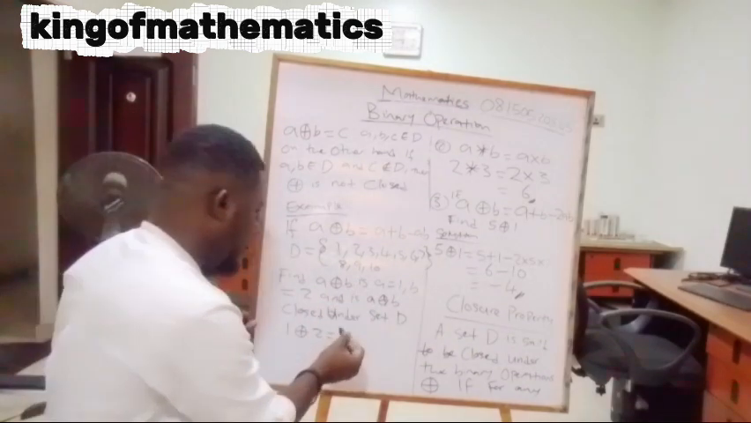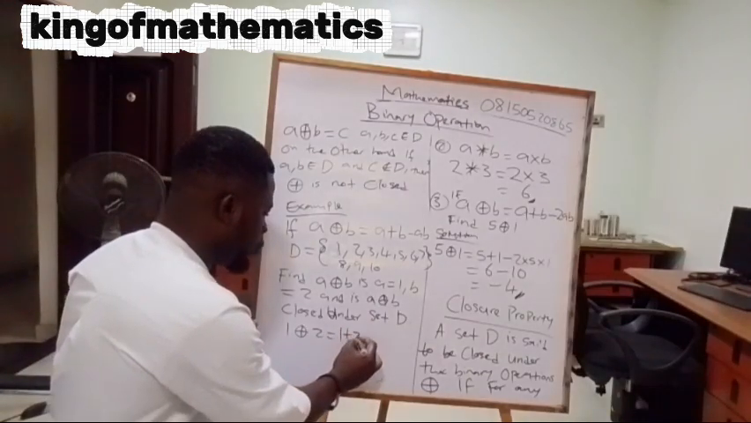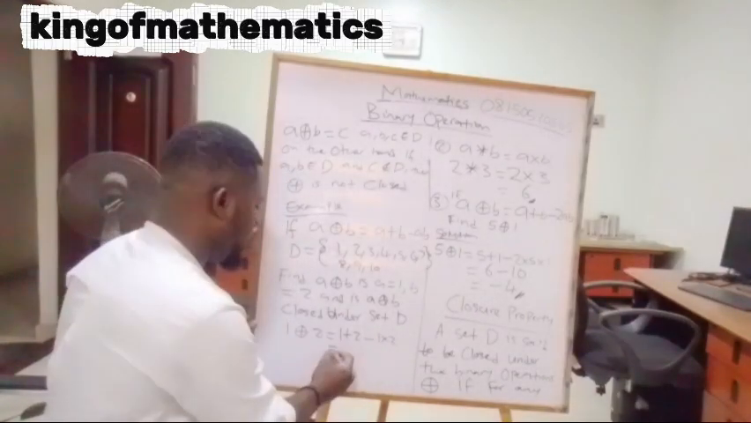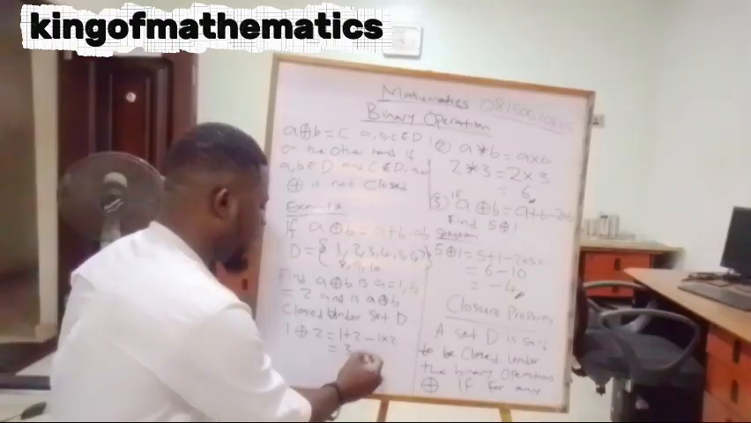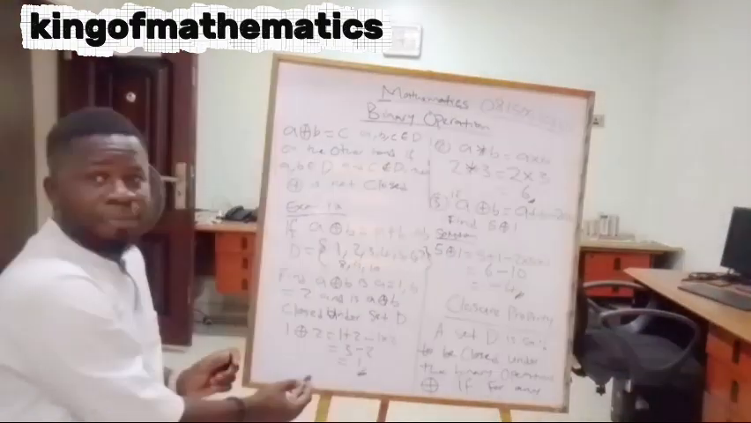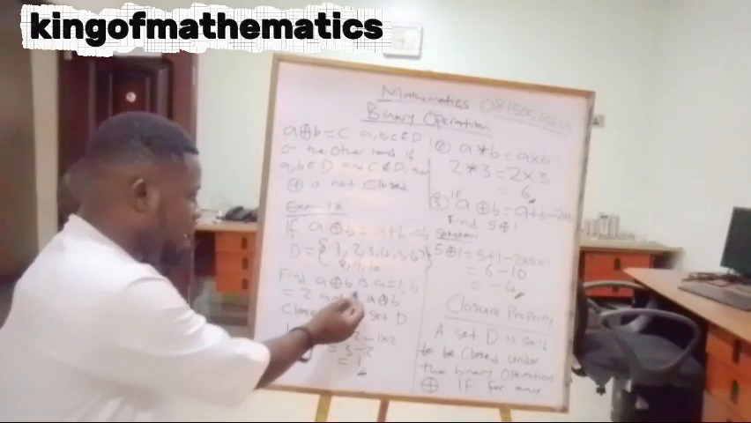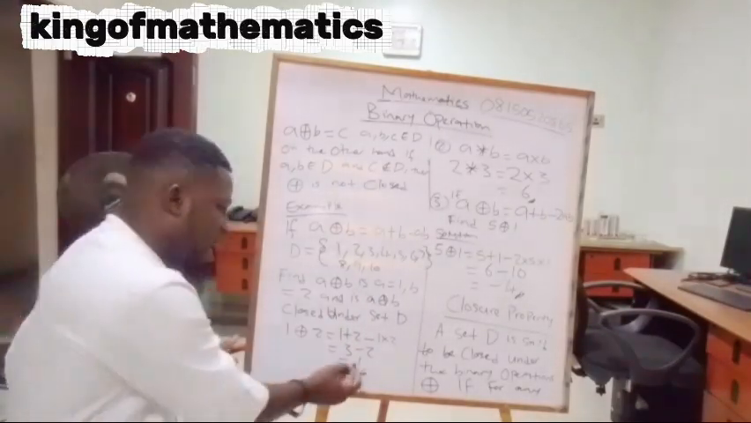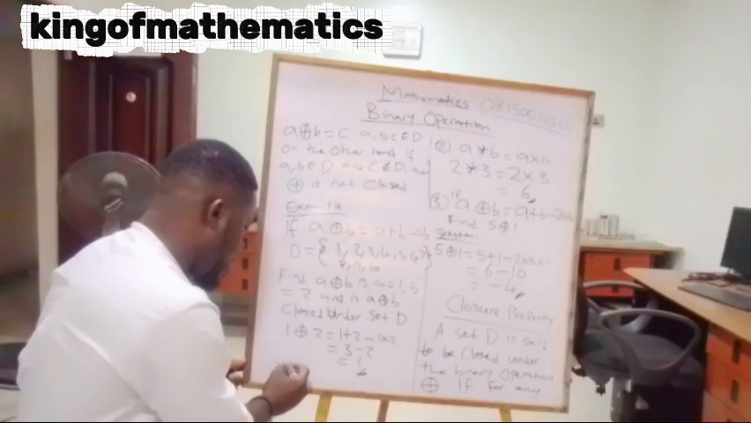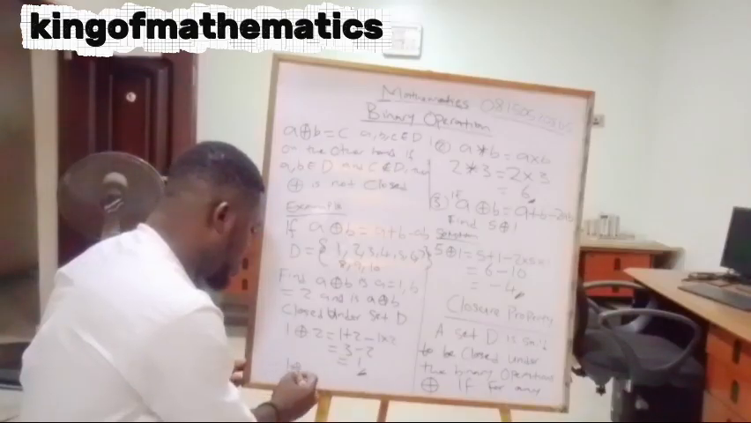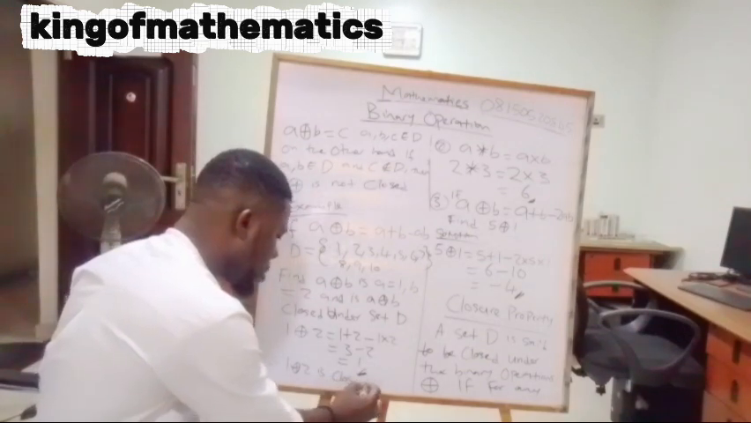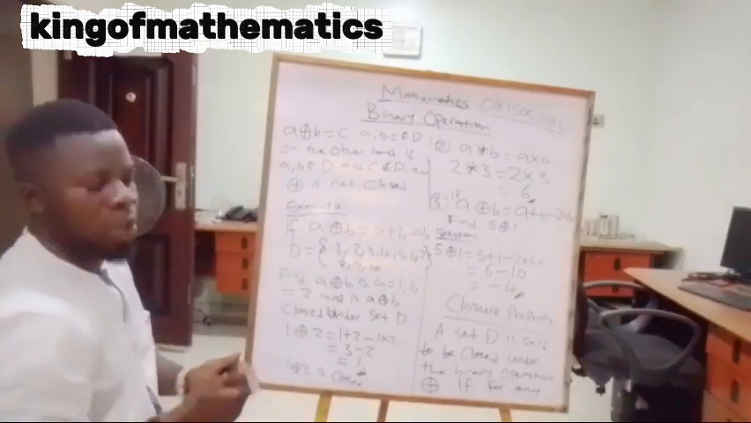According to the law, that will give us 1 plus 2 minus 1 times 2. So 1 plus 2 is 3. 1 times 2 is 2. This will give us 1. The fact that we are getting 1, and 1 is an element of D, then you say, therefore, 1 operation 2 is closed, because this 1 is also part of D.